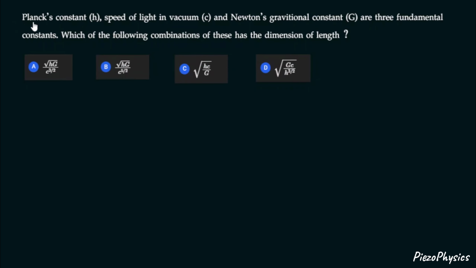Our fourth question: Planck's constant h, speed of light in vacuum c, and Newton's gravitational constant G are three fundamental constants. Which of the following combinations of these has the dimension of length? So length should be in terms of Planck's constant h, light speed c, and gravitational constant G. Suppose h has power x, c has power y, and G has power z. So L1 should be equal to, now Planck's constant has a dimension of M1 L2 T minus 1. It can be written as M^x L^2x T minus x.